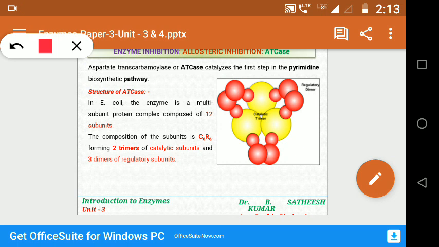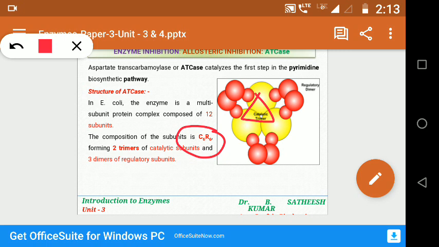Let us have a look at the structure of ATCase. Like all allosteric enzymes, ATCase has regulatory subunits as well as catalytic subunits. Altogether we have 12 subunits in the enzyme. Six subunits are catalytic subunits and six are regulatory subunits. So therefore we have C6 and R6.